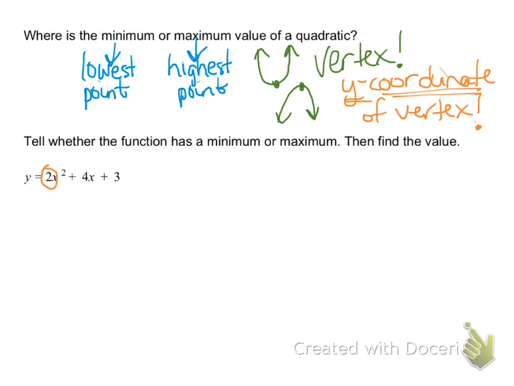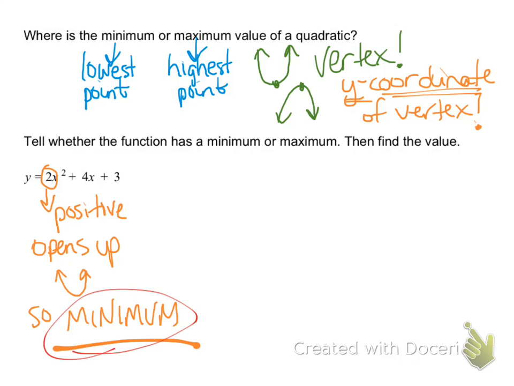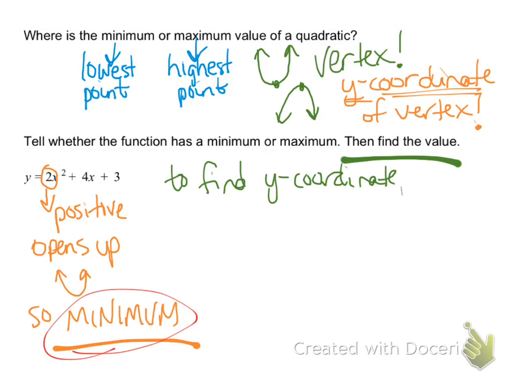Let's get up here. Okay, first of all, 2 is positive, so therefore it tells me that it's going to open up, and therefore it's going to have a minimum value. And so then I need to find the value of that minimum value. So to find the y-coordinate, I must first find the x-coordinate.